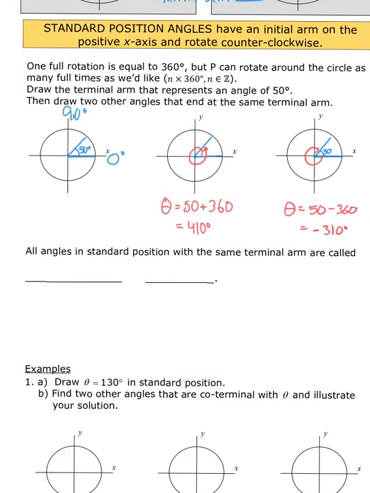All angles in standard position with the same terminal arm are called coterminal angles. So we say that 410 degrees and negative 310 degrees are coterminal to 50 degrees. And there's an infinite number of solutions depending on how many times you go around the circle and in which direction you go.